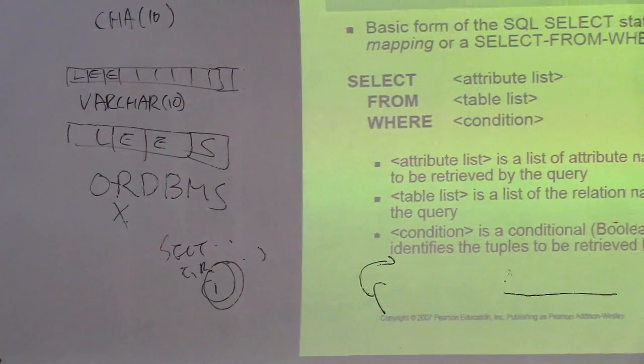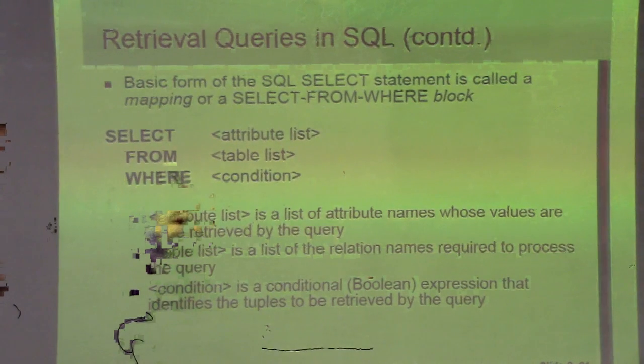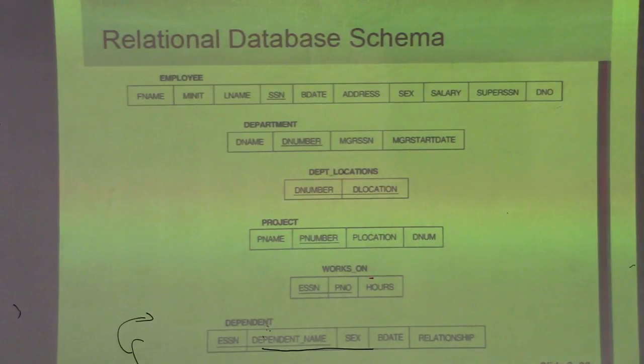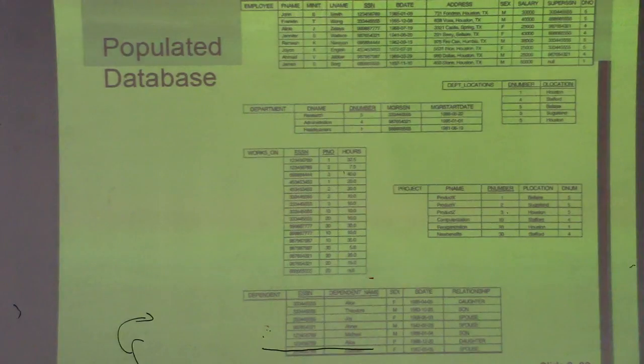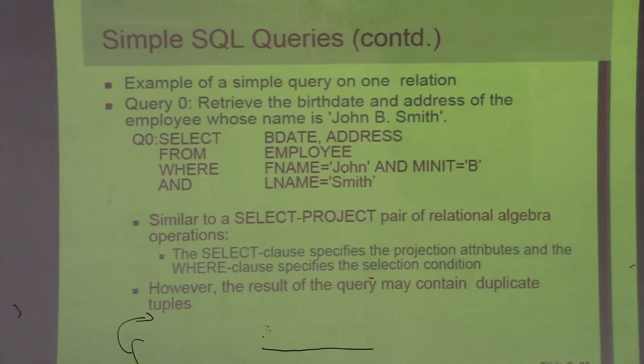So this is well known, but the where clause is optional. So select and from are mandatory. Okay. So this is a database that you are familiar with. We are going to use this database with the populated data, which means this is our database state for our practice.